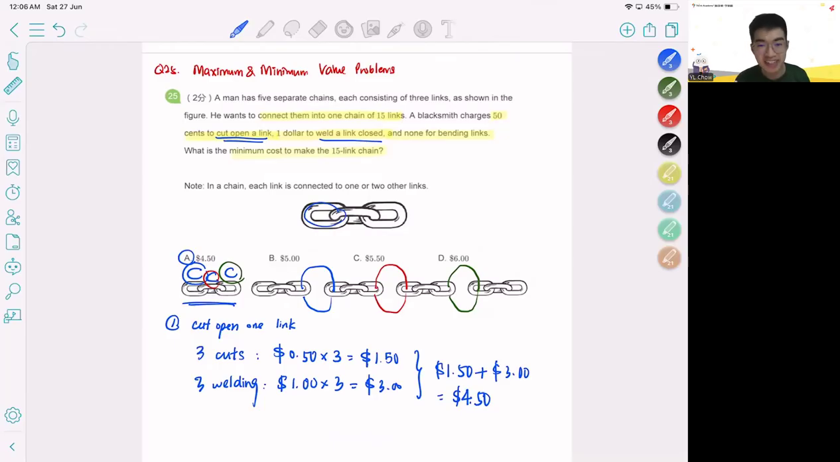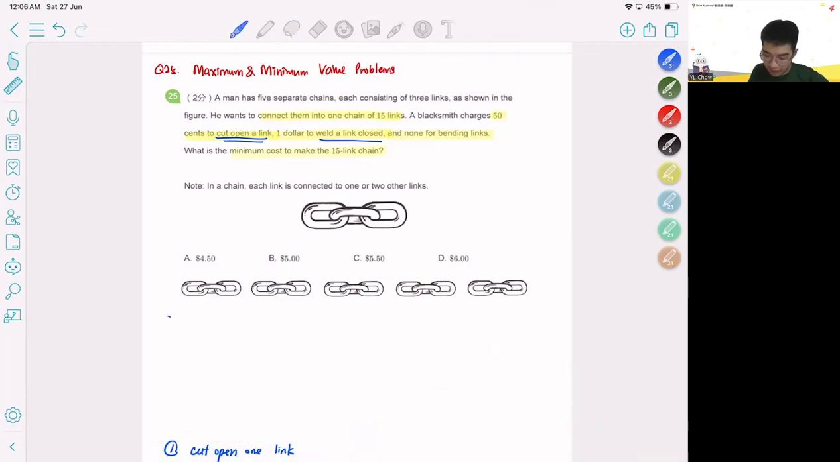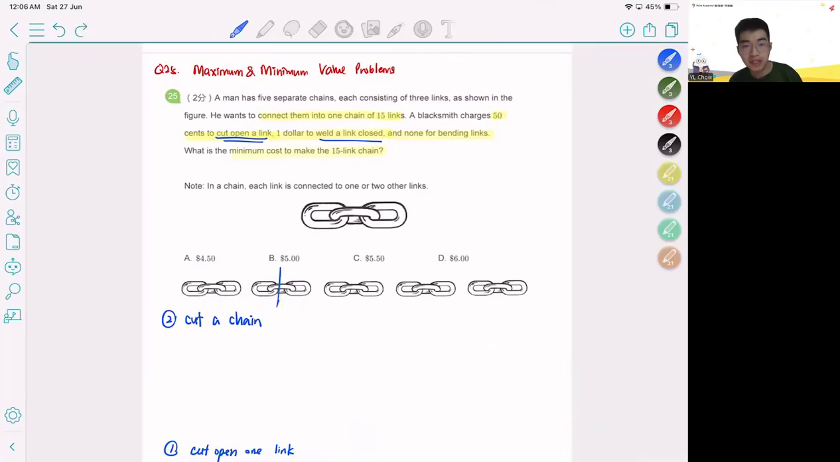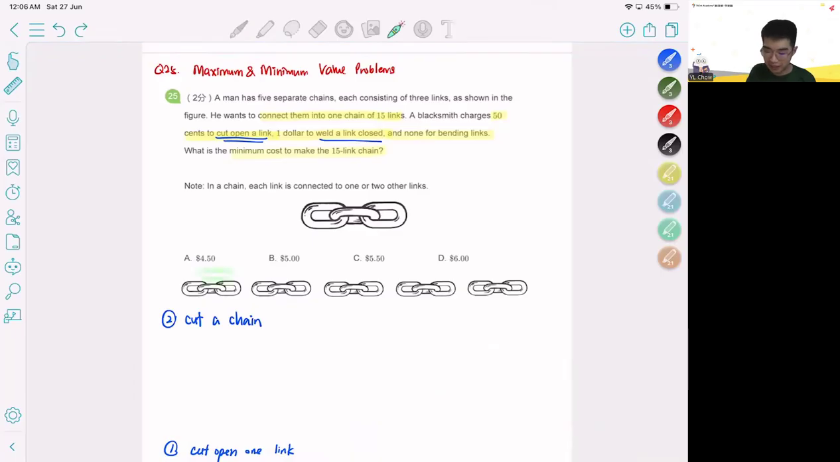Now this is what happens if we literally treat cutting one link as making one O into a C. So actually, this is what perhaps gets the closest to the interpretation that the question wants you to have. Now, the second interpretation that some of you might have is, instead of cutting open one link, maybe it means I want to cut a chain. In other words, I'm cutting off one chain. So in that case, this is sort of related to interval problems. We want to connect all these five mini chains together.